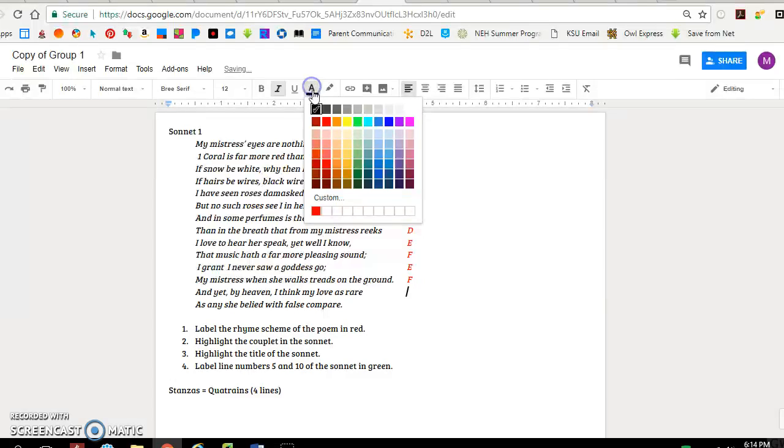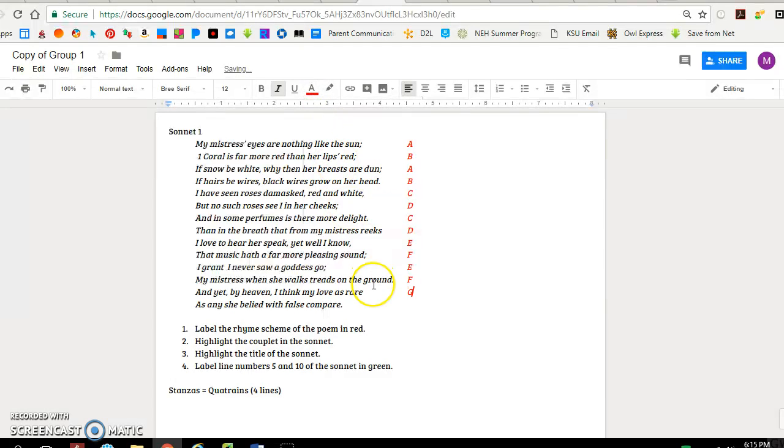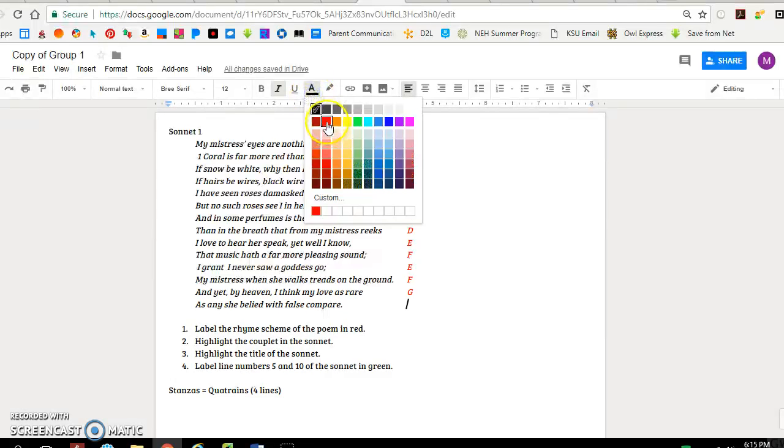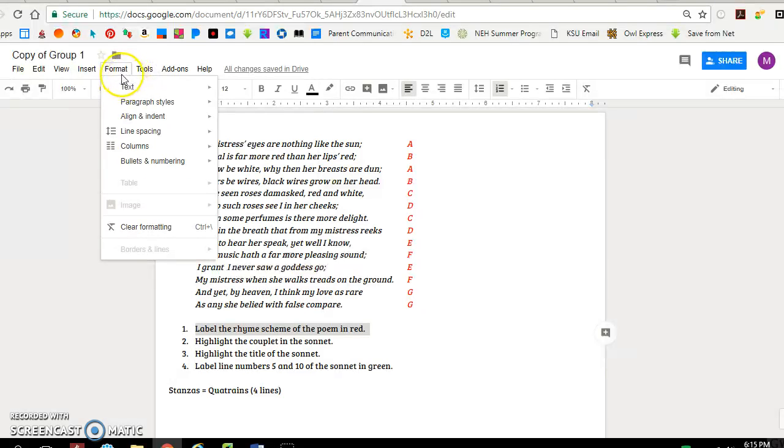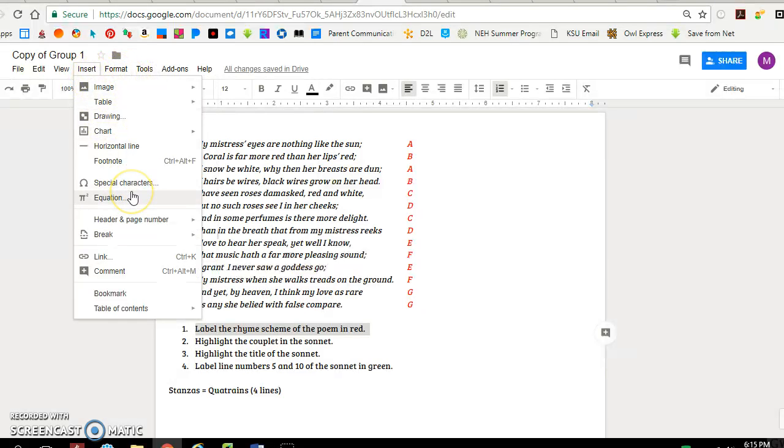Sometimes the words don't always rhyme exactly like you would think, and so you might ask yourself, is that rhyming? It could be what we call a slant rhyme or an end rhyme, and it's a stretch to get it to rhyme. So I've done number 1 already. I've labeled the rhyme scheme of the poem in red. Let's see.